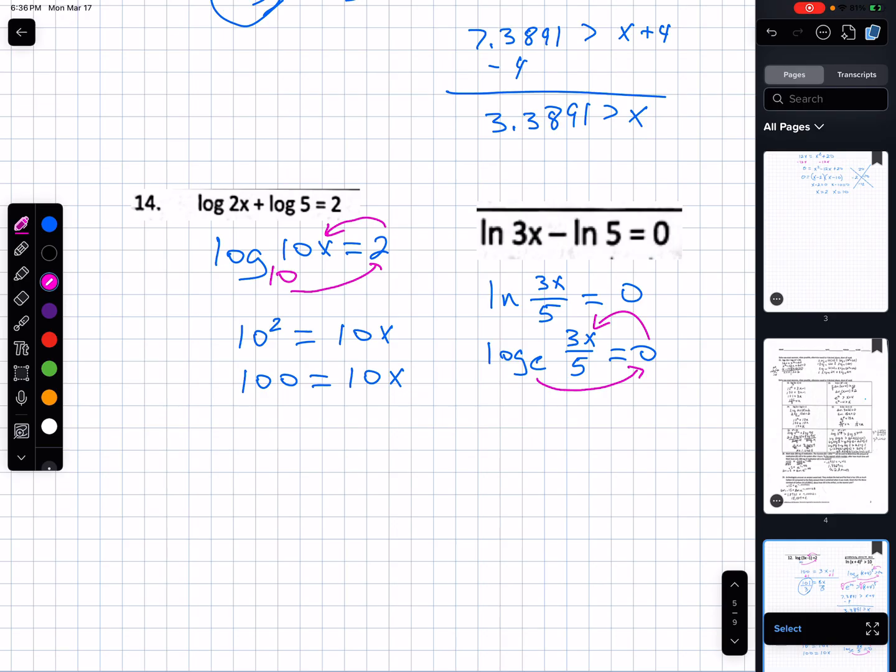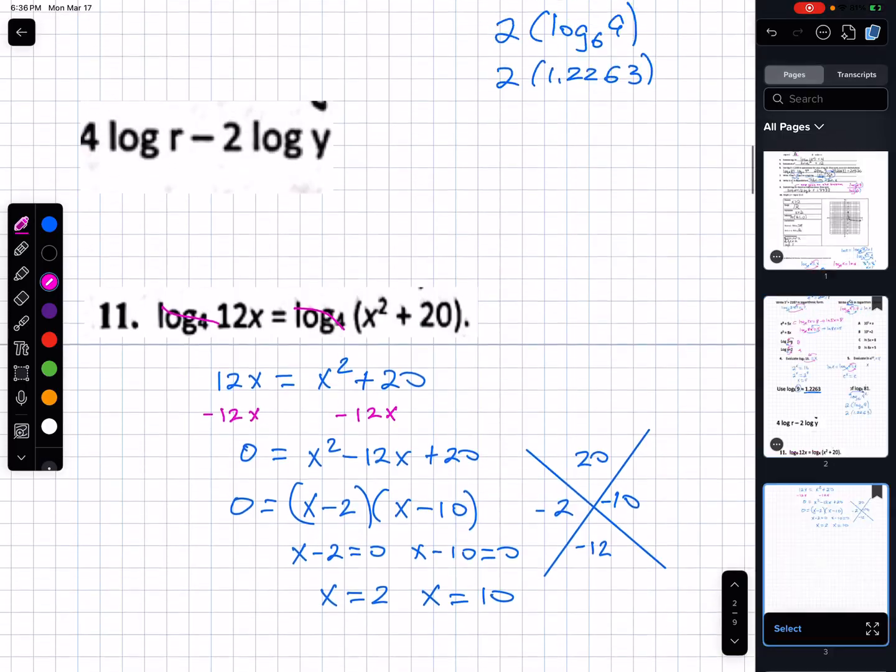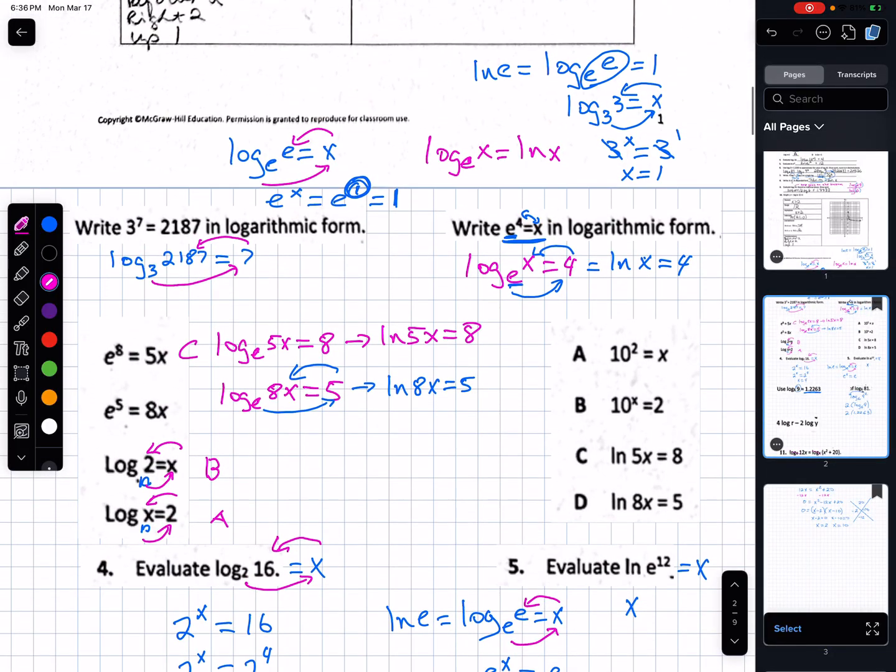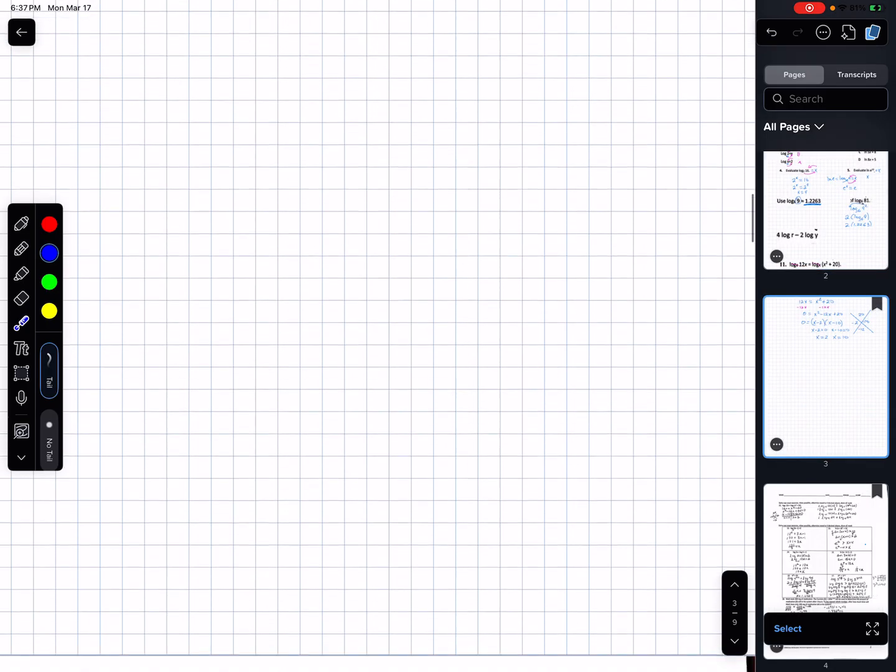Because these ones are weird, right? Base is a base, but then they switch it to ln. So it's like a double switch. So that's why I wrote that one with the log base e thing, right? So log base e. So you see e to the 5th equals 8x. e to the 8th equals 5x. Okay. That's where that roll thing will help you, or just drawing the arrows will help you. All right. That makes sense.